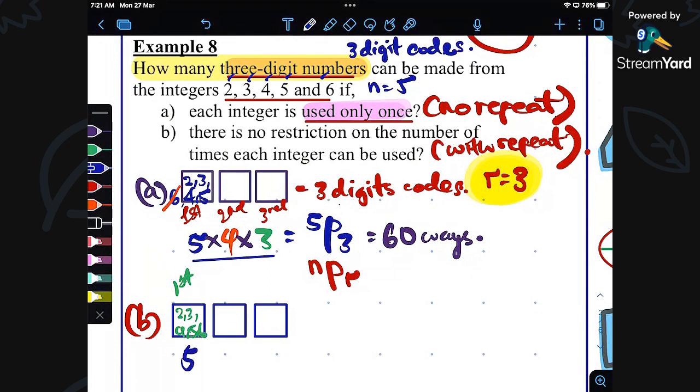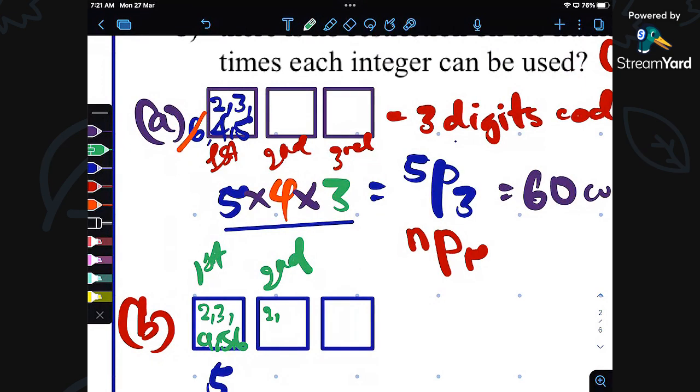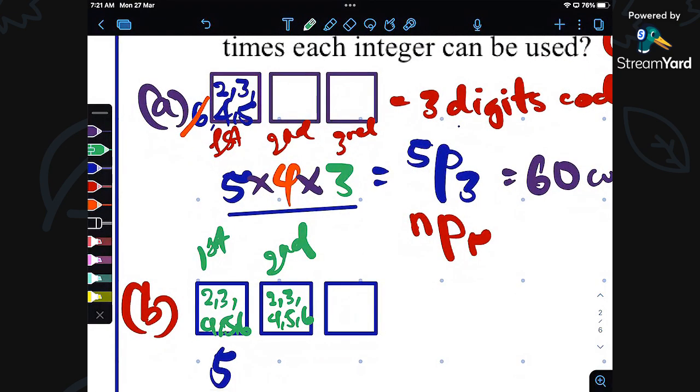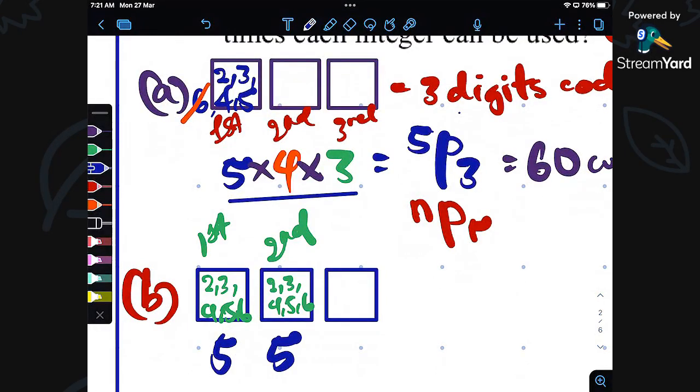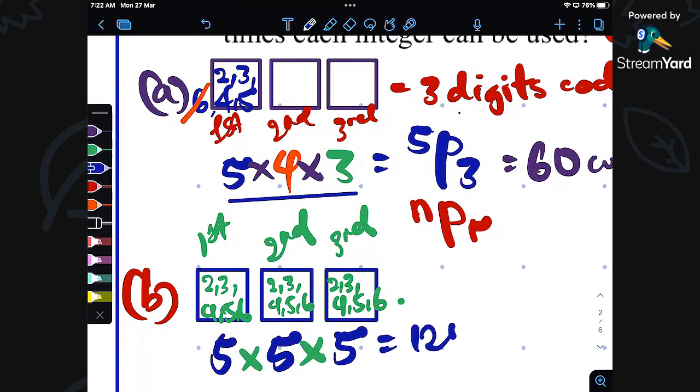So there are 5 numbers still at the first digit. And then the second digit, there are also 2, 3, 4, 5, and 6 can be used in the second digit. And so there are still 5 numbers. And then the third digit can also be repeated using the same number 2, same number 3, 4, 5, and 6. And so there are still 5 numbers at the third digit. And so when you times them all together, this will give you 125, isn't it?